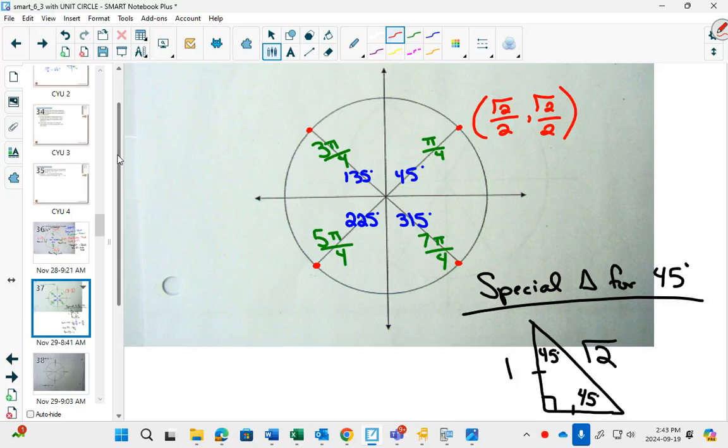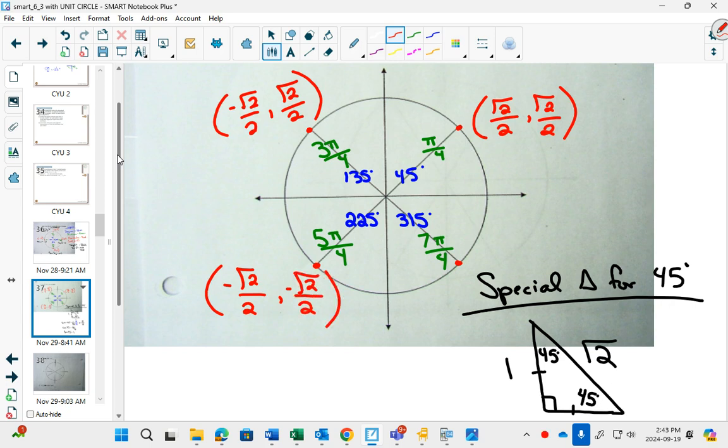Then when I move to quadrant 2, my x-coordinate becomes negative. The numbers stay the same, but the signs change. In quadrant 3, can you see your x-coordinate's negative, your y-coordinate's negative? Same numbers, but now they're both negative. And finally, in quadrant 4, your x-coordinate would be positive, but your y-coordinate would be negative.